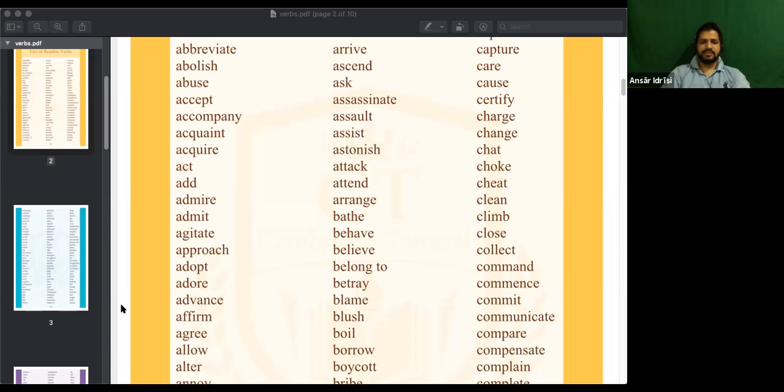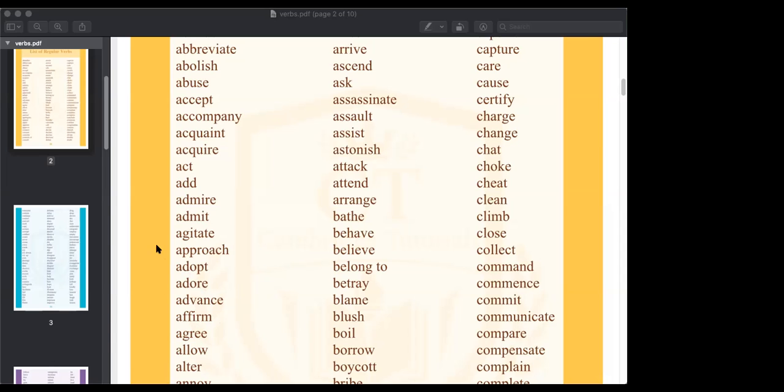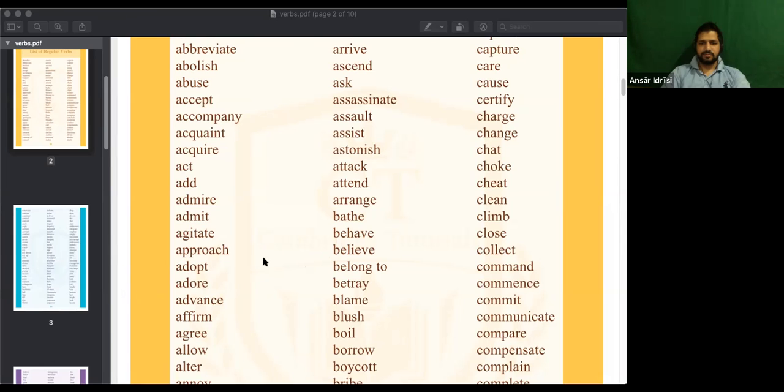Complain. Next. She used to close. Did she used to close? She didn't used to close. Next. She used to borrow. Did she used to borrow? She didn't used to borrow.